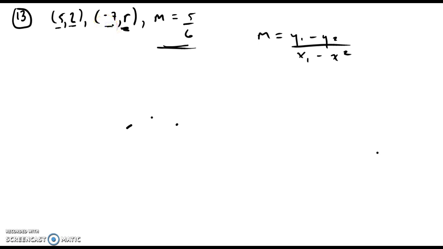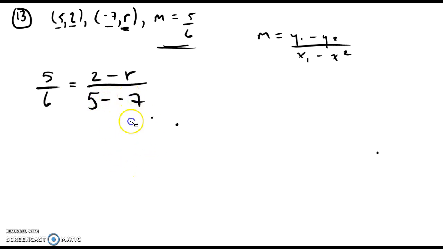We're going to do the difference in our y's over the difference in our x's is equal to 5/6, which is our slope. 5/6 is equal to the difference in our y's over the difference in our x's. Okay, so we have 5 minus negative 7 on the bottom. So I'm going to get rid of those negatives and just make them positive, because two negatives cancel out to become positive. And the way I'm going to solve this to figure out what r is is by cross-multiplying. That's the way I prefer to do it.